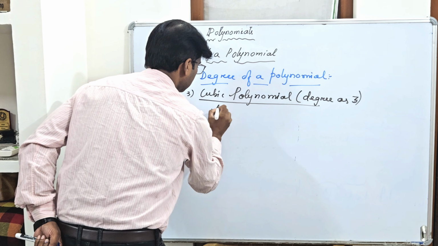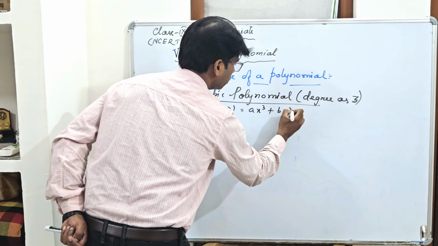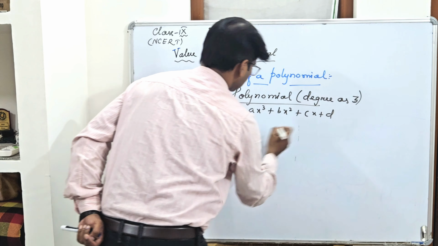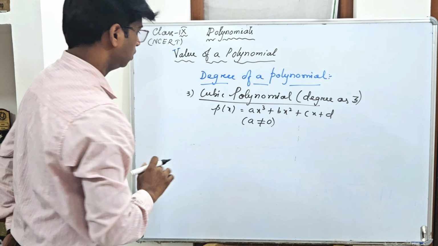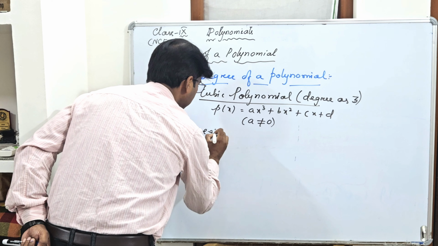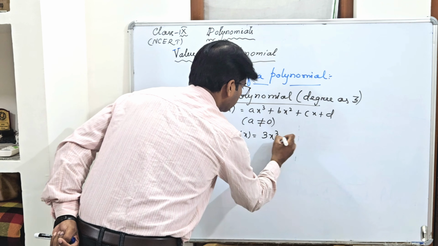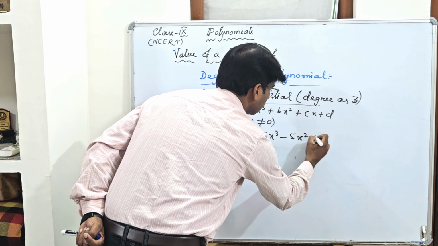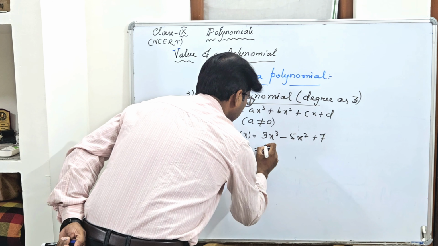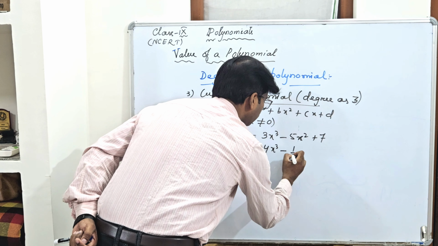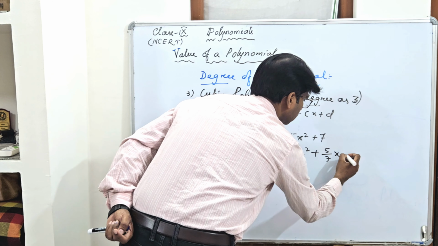So here the general form will be like p of x is equal to ax cube plus bx square plus cx plus d. The condition is again that a is not equal to 0, for the same reason. For example, let us write p of x as 3x cube minus 5x square plus 7. Another one, let us write f of x is equal to 4x cube minus 1 by 2 x square plus 5 by 7 x minus 2.